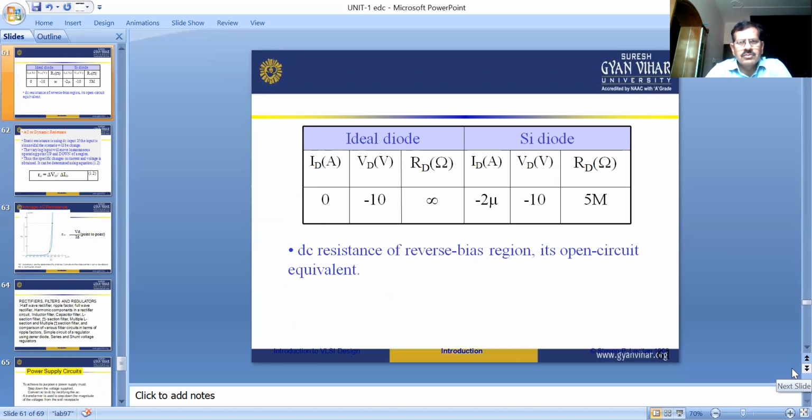And also some values for ideal diode and silicon diode. Their ID 0, VD is -10, RD infinite. For silicon diode, ID 2 microamperes, VD -10, and RD is 5 megaohm. DC resistance of reverse bias region is its open circuit equivalent. Okay, these are some ideal values for ideal diode and silicon diode.